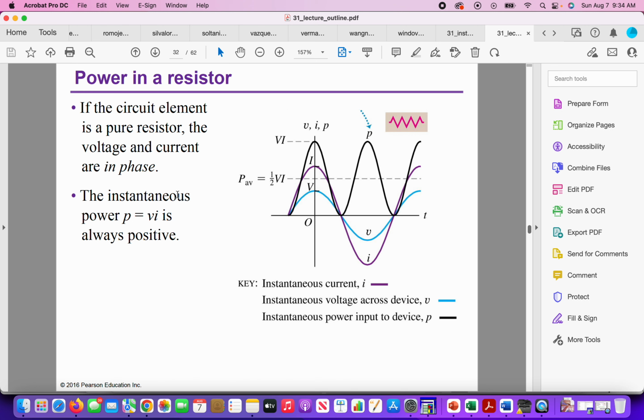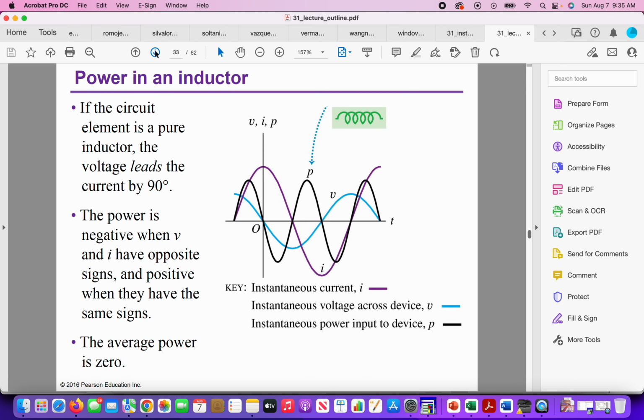Now, power in a resistor. If the circuit element is a pure resistor, we know that the voltage and current are in phase, and therefore the instantaneous power, which is VI, is always positive. This is for the resistor.